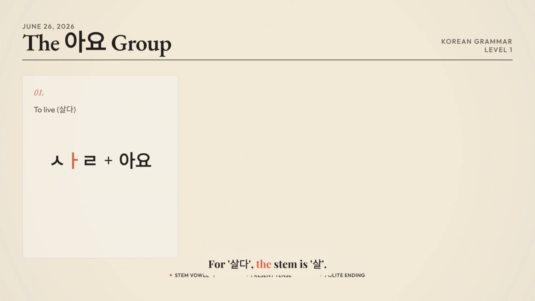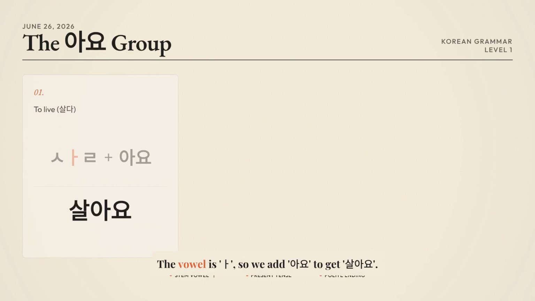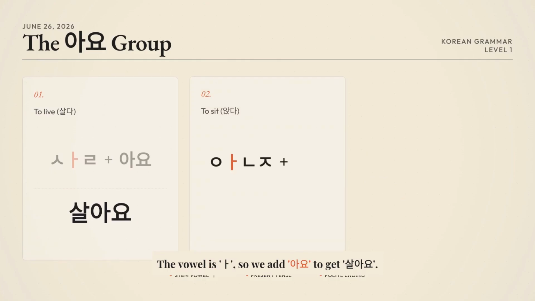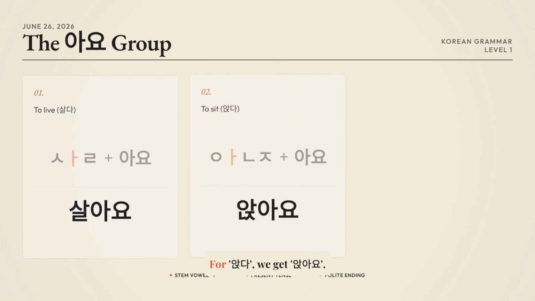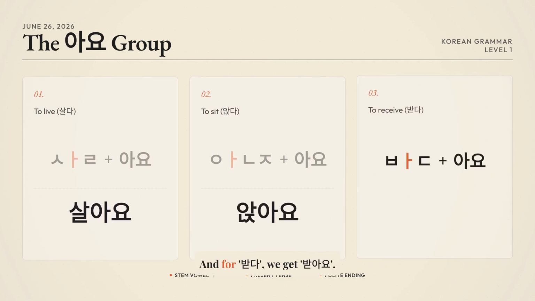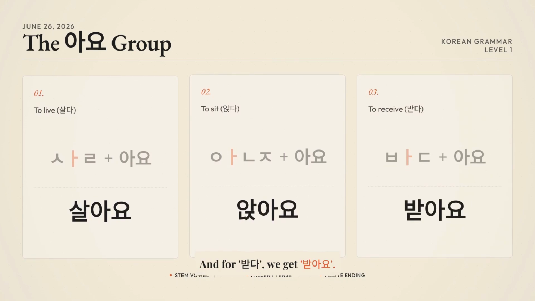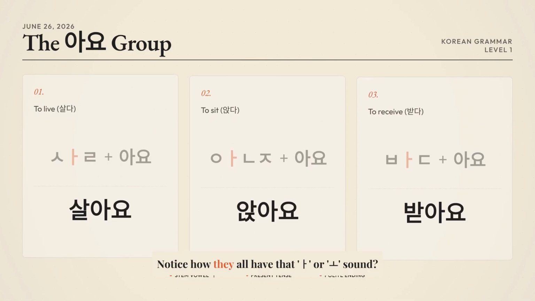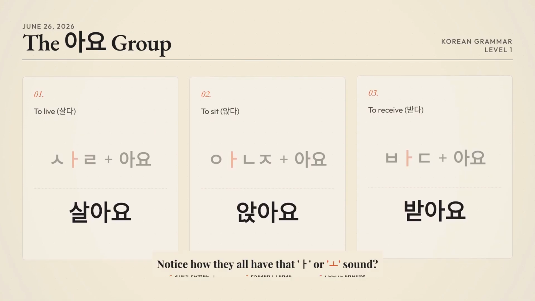For 살다, the stem is 살. The vowel is a, so we add ayo to get 살아요. For 앉다, we get 앉아요. And for 받다, we get 받아요. Notice how they all have that a or o sound?